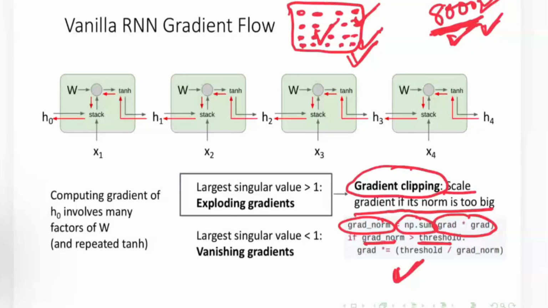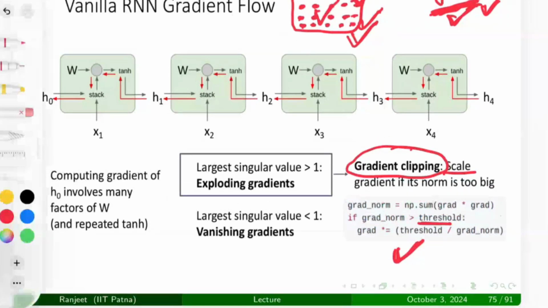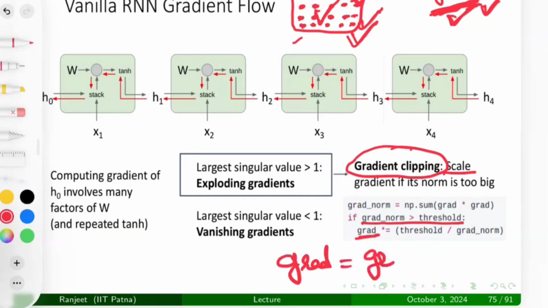Okay. So for that, what we'll do? Yeah, so it's checking this condition. So if gradient norm is greater than threshold, then what is happening here? It's multiplying the gradient, whatever gradient you have. So it's like writing gradient equal to gradient into threshold divided by gradient norm.